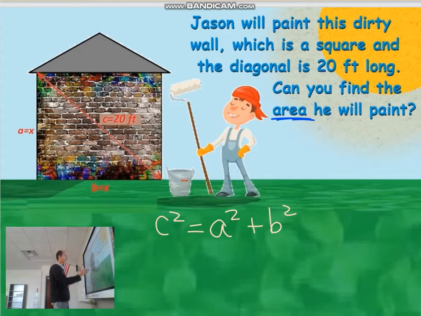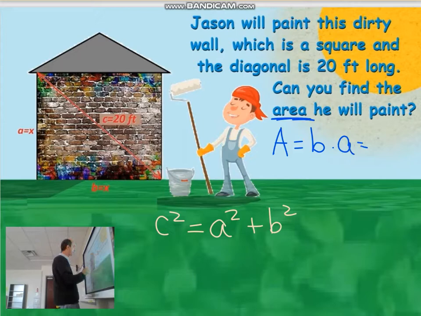The area is going to be a square, right? So the area is the side of the square, the base times the height, and they measure the same. Both are x, that means the area equals x squared. We need to find x squared.